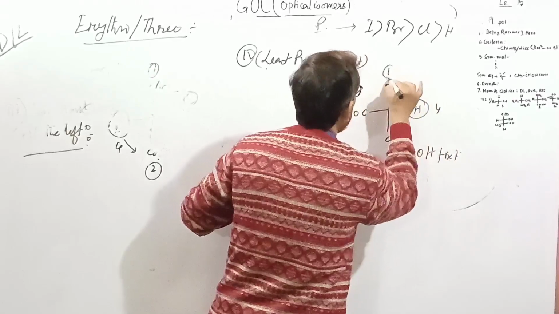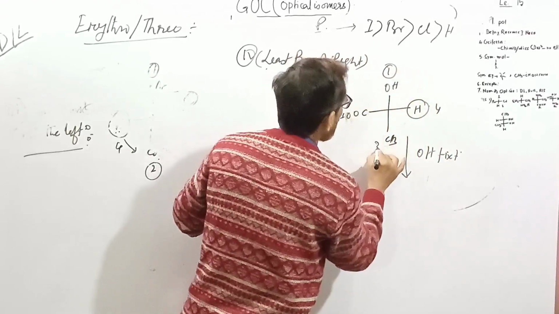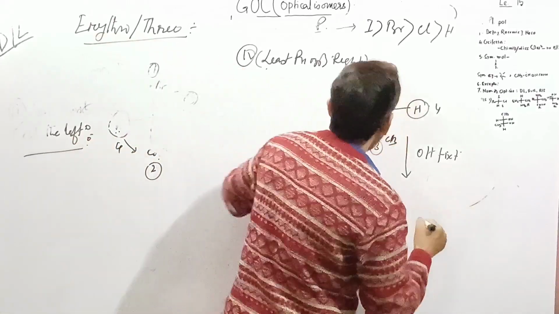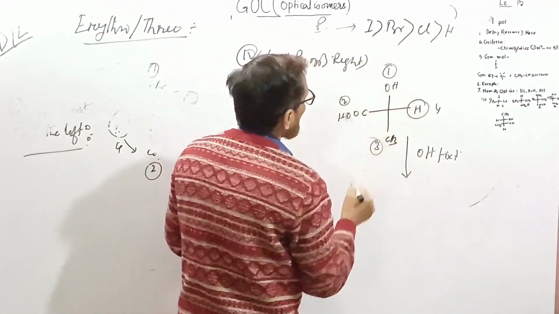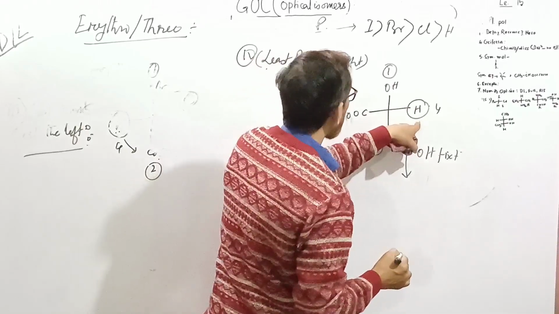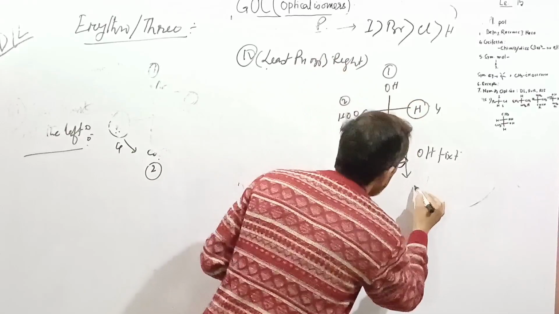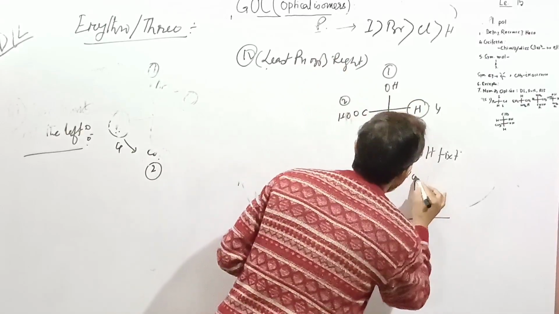We will be concerned with this: this is 1, this is 2, this is 3. Am I right in terms of priority, atomic number? Now, what will we do here? We will be concerned with this hydrogen. Am I right? So, when we move this, the OH is fixed. OH is fixed.